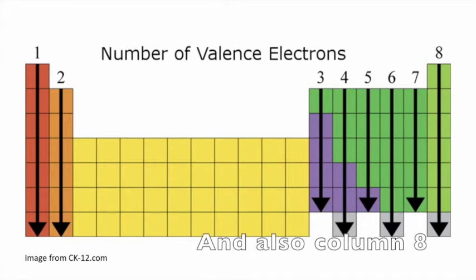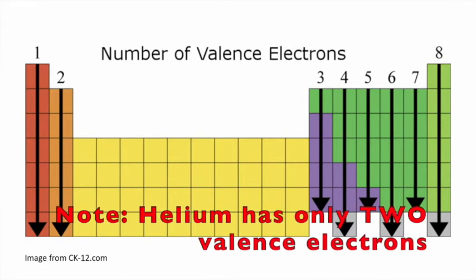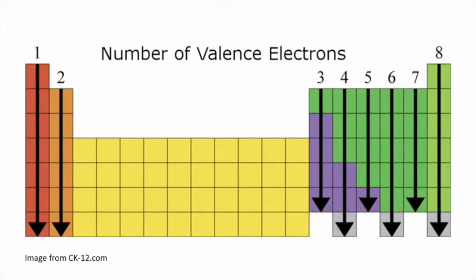The elements in the yellow block in the middle are transition metals. They aren't main group. The lanthanides and actinides, which are shown on most periodic tables, aren't shown in this table for the sake of space. Now, I want to clarify that even though it's in the column labeled 8, helium only has 2 valence electrons because it only has 2 electrons.